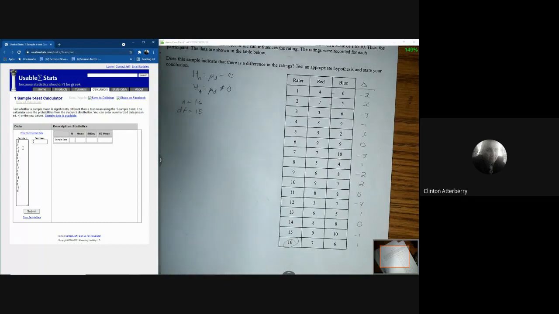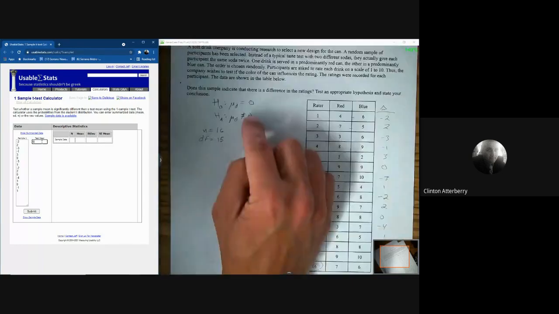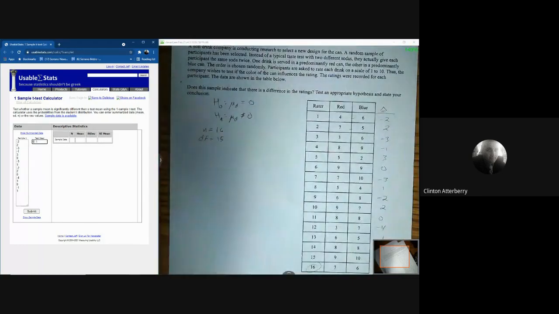Okay, so it looks good. Now it says the test mean. So what are we trying to compare this against? We're trying to go against 0, and it's already set up for us as the test mean. That's kind of what we're trying to test. What kind of average are we trying to test against?